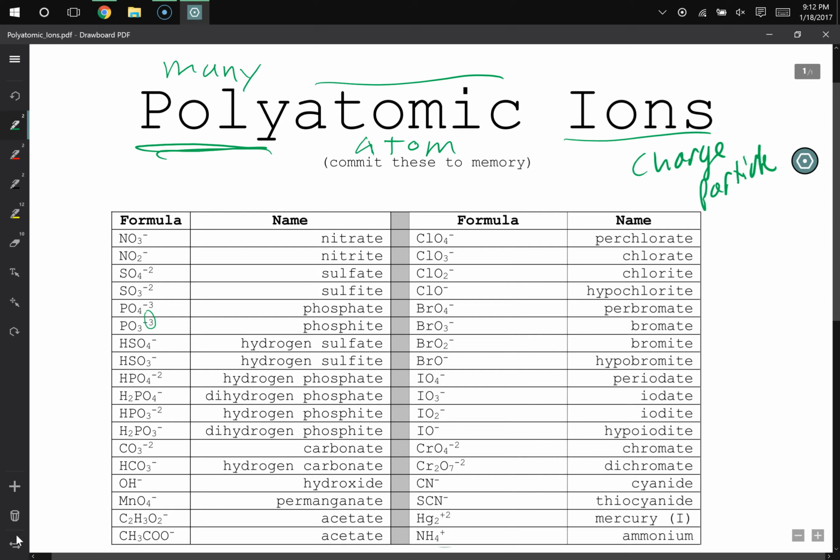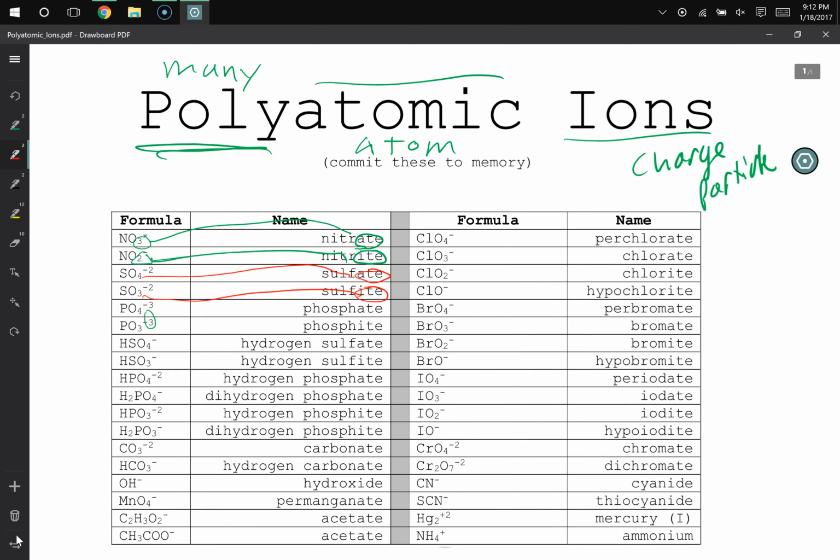Nitrate and nitrite. You've probably heard of nitrates before. So what does this suffix ate mean? And what does this suffix ite mean? Well, it might mean a 2 for the ite and a 3 for the ate, except it doesn't, because when I move down to the next one, sulfate and sulfite, I've got a 3 for the ite and a 4 for the ate. So in reality, ate means more and ite means less.